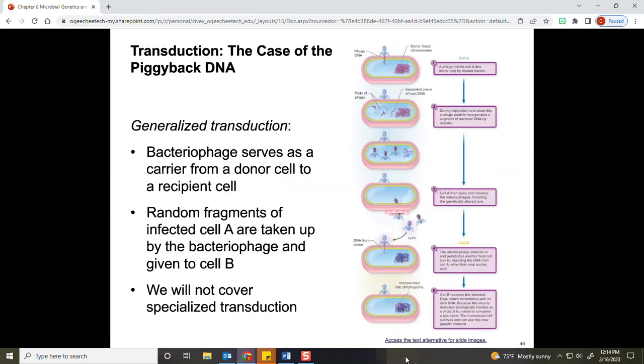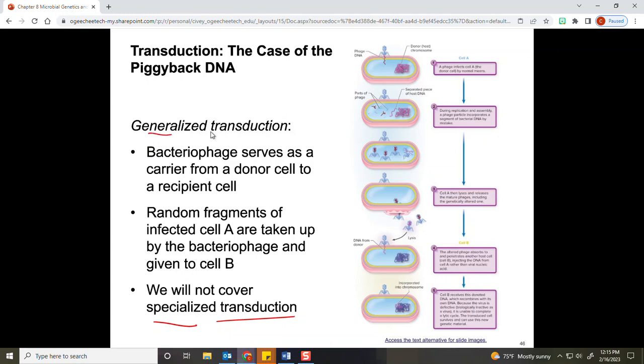All right, so we went through conjugation, we went through transformation. Now we're going to do the last one, which is transduction. Just a note, our book does go into different types of transduction. We're only going to talk about generalized transduction, so don't worry about specialized transduction. It's not covered and it will not be on the exam.